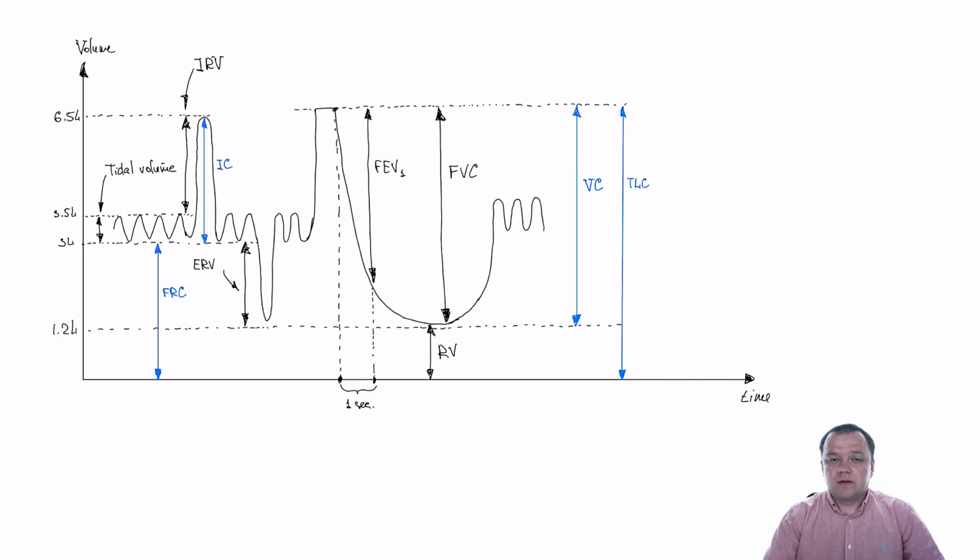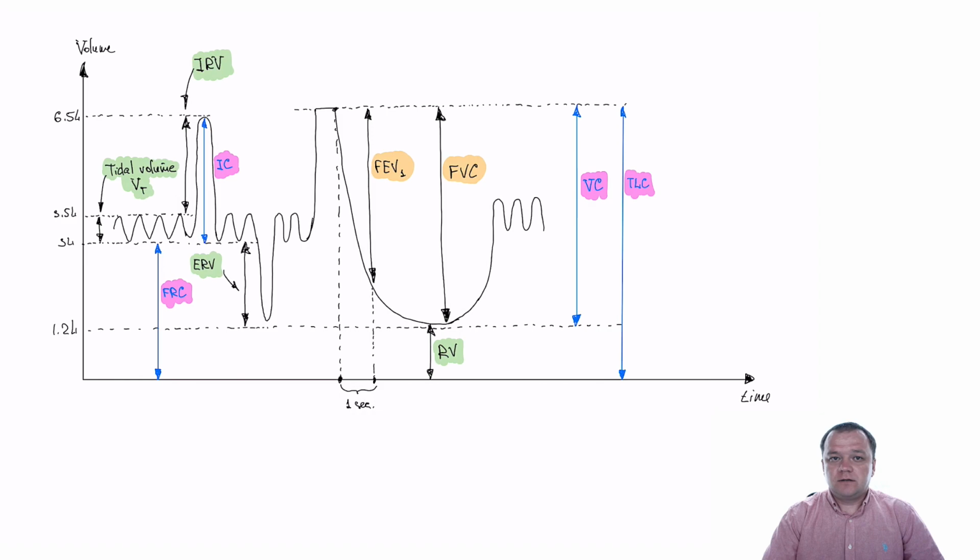Let's summarize. We have 5 volumes on the spirogram and 5 capacities. Just keep in mind that a capacity includes 2 or more volumes. The volumes are tidal volume, inspiratory reserve volume, expiratory reserve volume, residual volume, and forced expiratory volume during the first second. The capacities are vital capacity, total lung capacity, inspiratory capacity, functional residual capacity, and forced vital capacity.